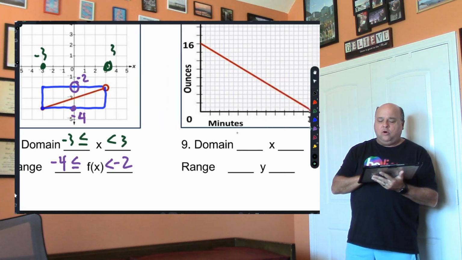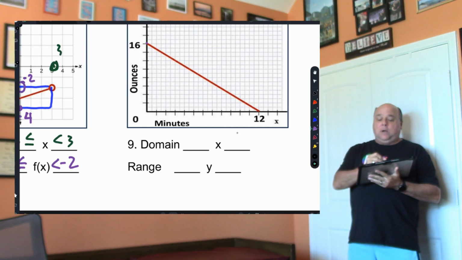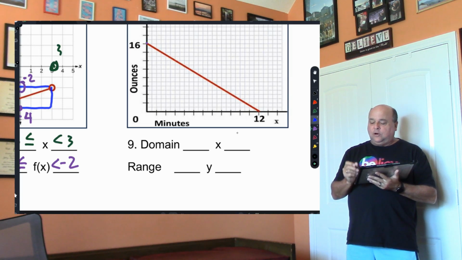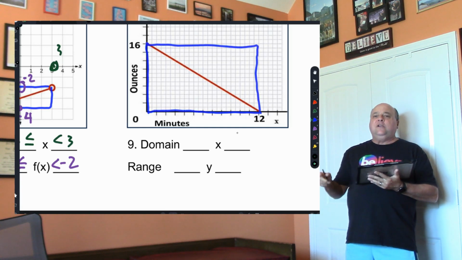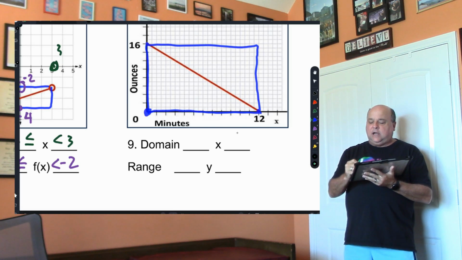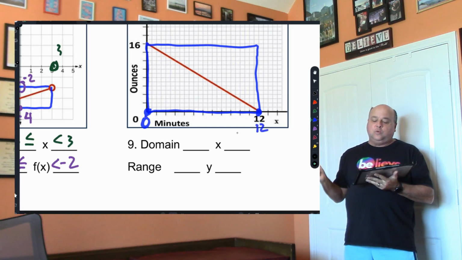Piece of cake. Okay, on this one right here, let's say we're drinking a malt that's 16 ounces, and it takes 12 minutes to drink the malt. This is what we're doing. Same thing, you're going to draw a box. So our box would look like this. And your domain goes from left to right. So I'm going to put a dot here and a dot here. This dot is not 16, it's 0. That's 0 minutes, and it goes to 12 minutes.